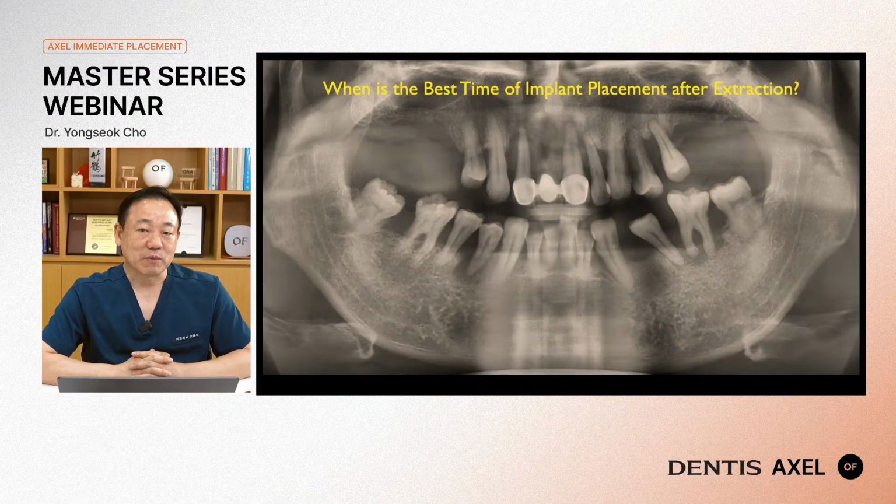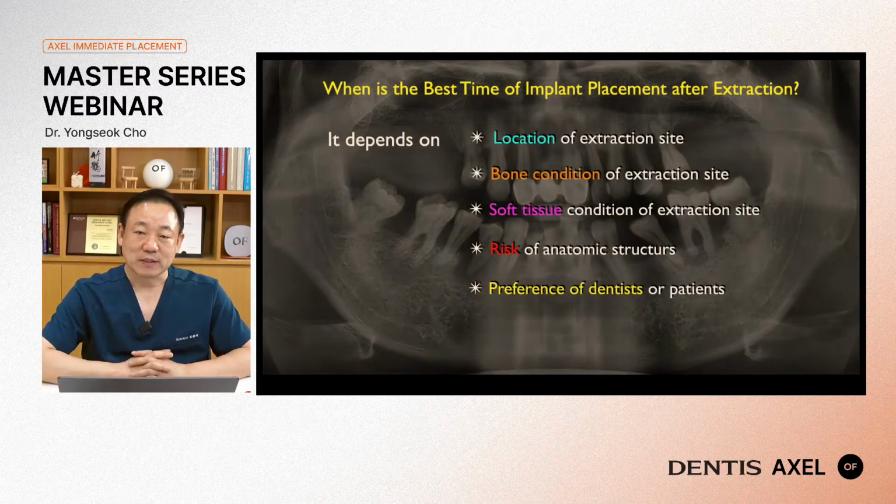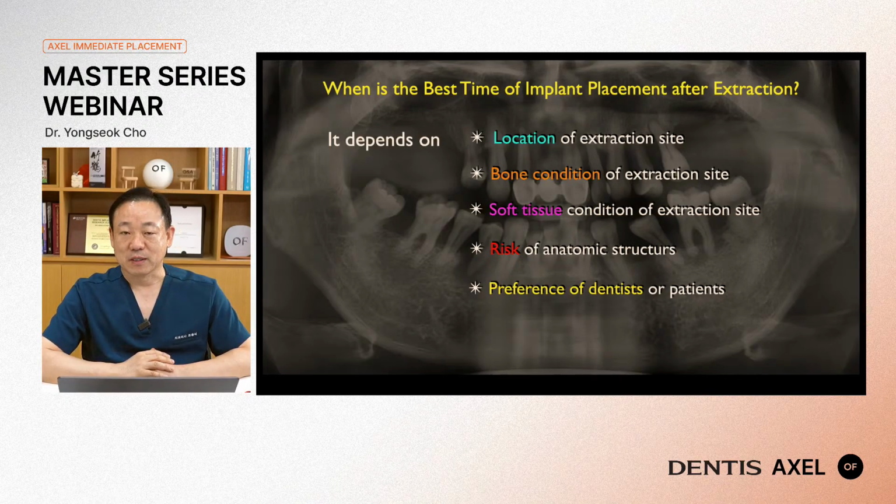When is the best time of implant placement? After extraction. We place implant after tooth extraction. It depends on location of extraction site, bone condition of extraction site, and the soft tissue condition, and sometimes we consider risk of anatomic structures. In reality, because of preference of dentist, we choose implant timing.